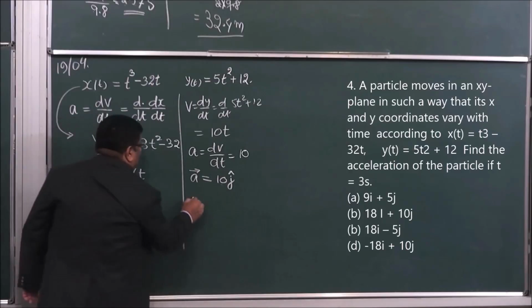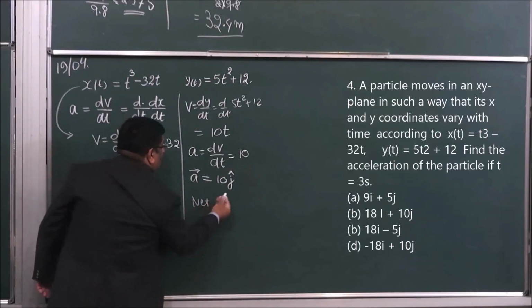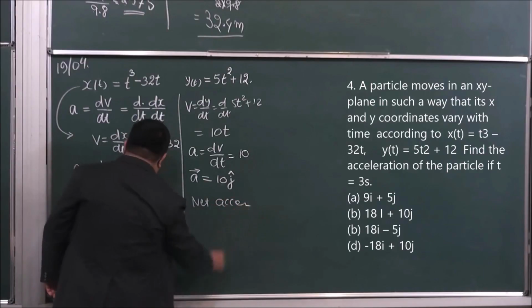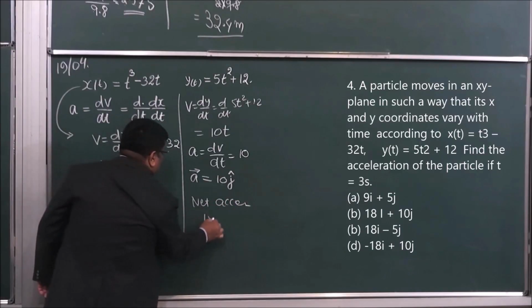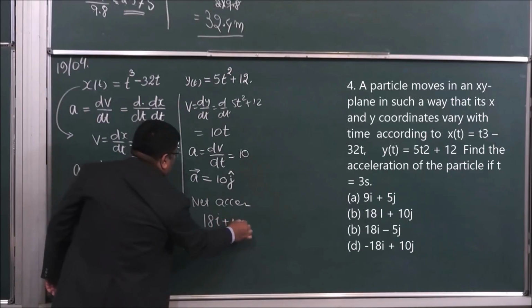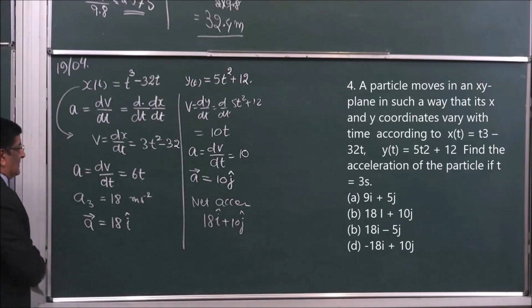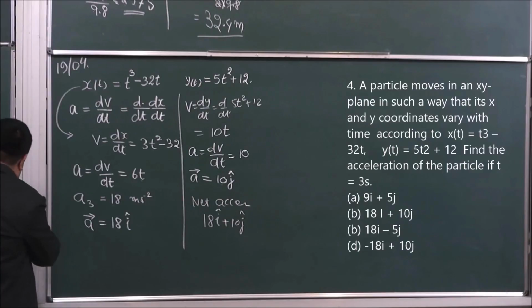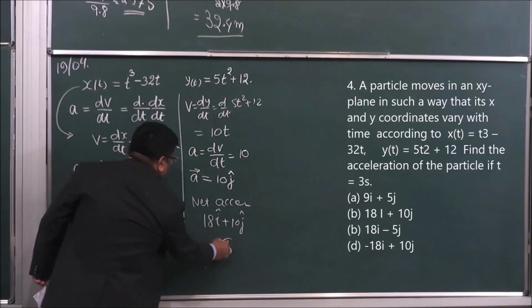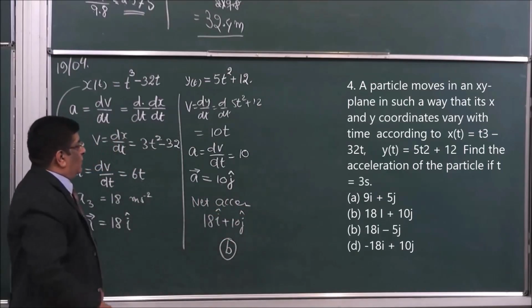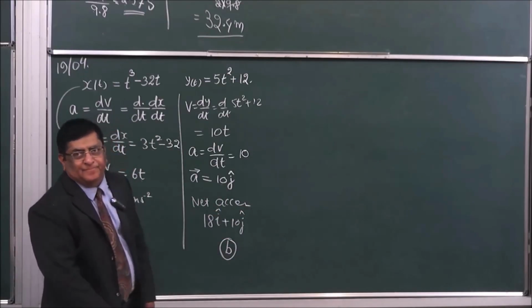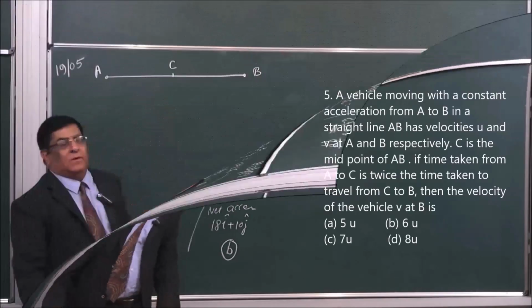So what is the net acceleration? Net or total acceleration is equal to 18i plus 10j. See if there is any such option available with us. Yes, this is option number B. So this is how it is to be done. Thank you. Let's go to the next question.